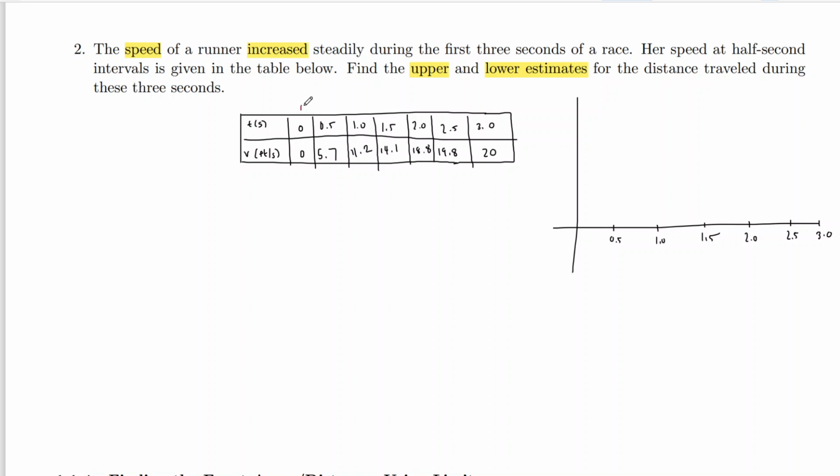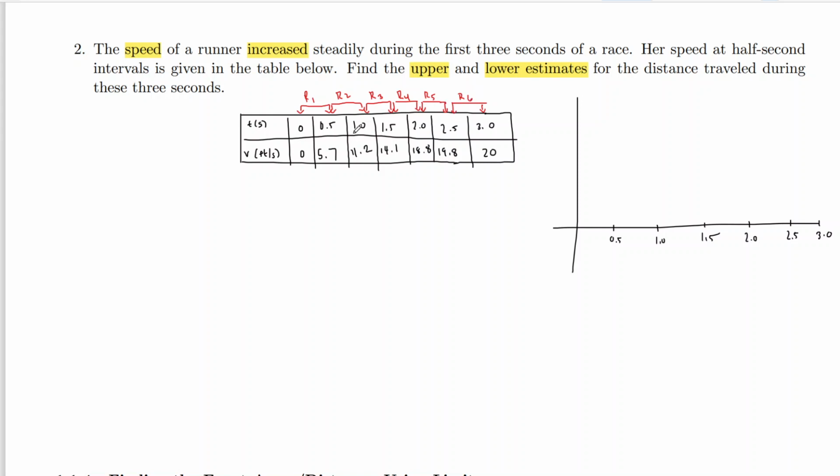Now, what we're looking at here is from time 0 to time 0.5 would be rectangle 1. I'll just abbreviate that R subscript 1. Time from 0.5 to 1 will represent the base of rectangle 2. And then we'll pretty much keep going on. So starting at 1 to 1.5, this will represent rectangle 3. From 1.5 to 2 will represent rectangle 4. From 2 to 2.5 will represent rectangle 5. And then finally from 2.5 to 3 will represent rectangle 6.